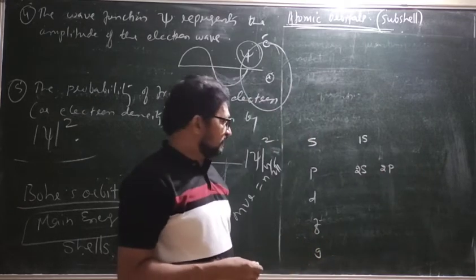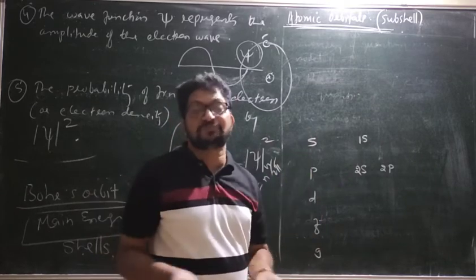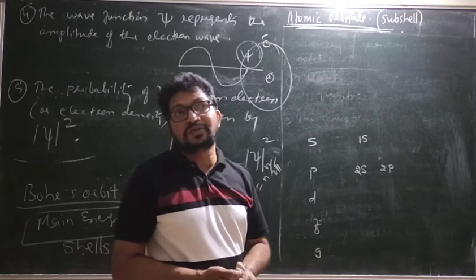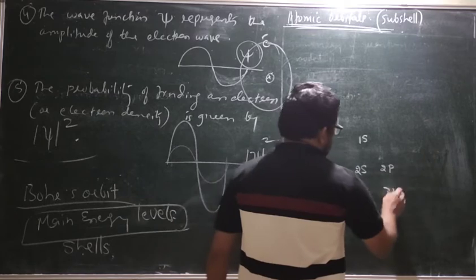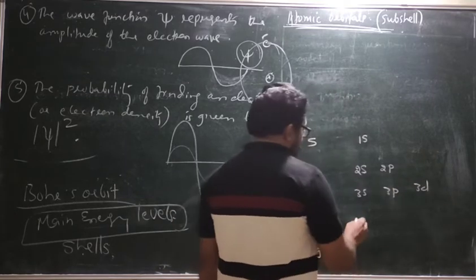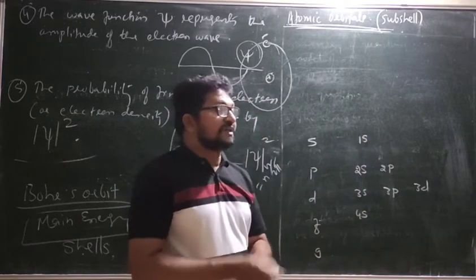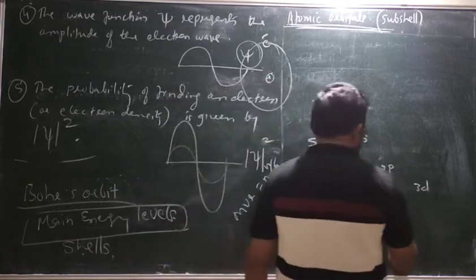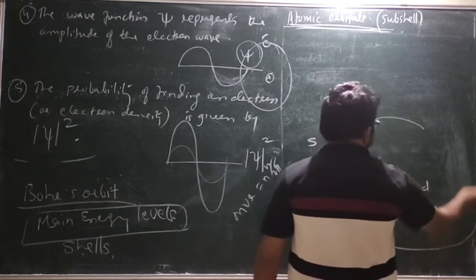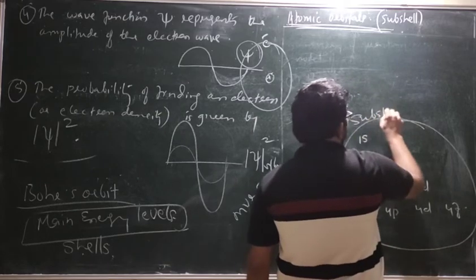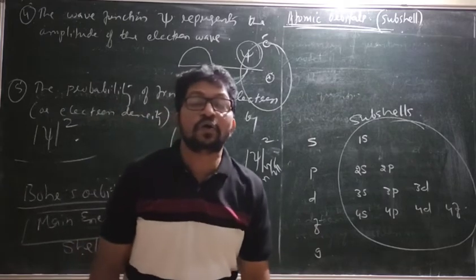Next, the d subshell starts in the third principal quantum shell, also called the third Bohr's orbit: 3s, 3p, 3d. The fourth principal quantum shell, or fourth orbit, has subshells 4s, 4p, 4d, 4f. So what are these? These are called subshells or orbitals.